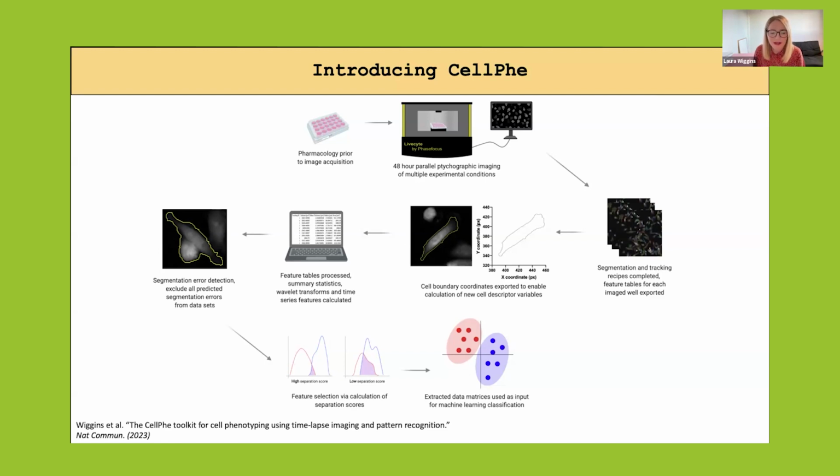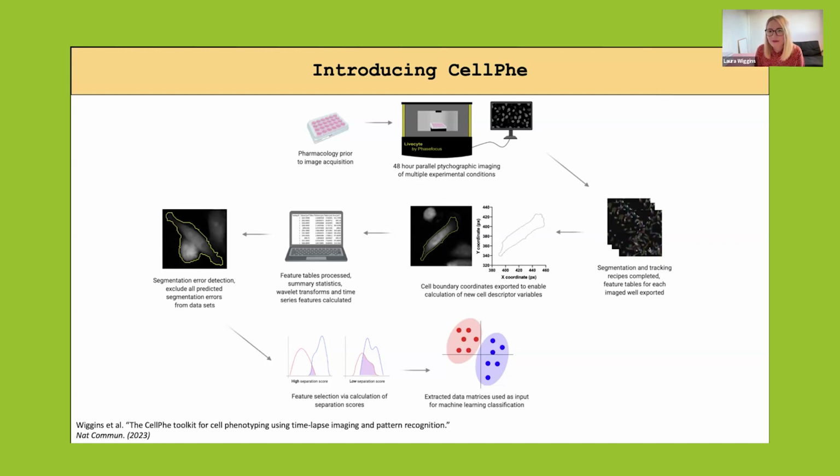Using that, we have a segmentation error detection classifier. I'm sure anyone who has performed segmentation before, this could be a very familiar sight where you have either over-segmented cells or under-segmented cells. And what we found was that including those in our data sets really reduced the reliability and affected a lot of the biological conclusions that we were making. So we've developed a classifier that actually removes those for you so that you've got a cleaned up data set to carry on with.